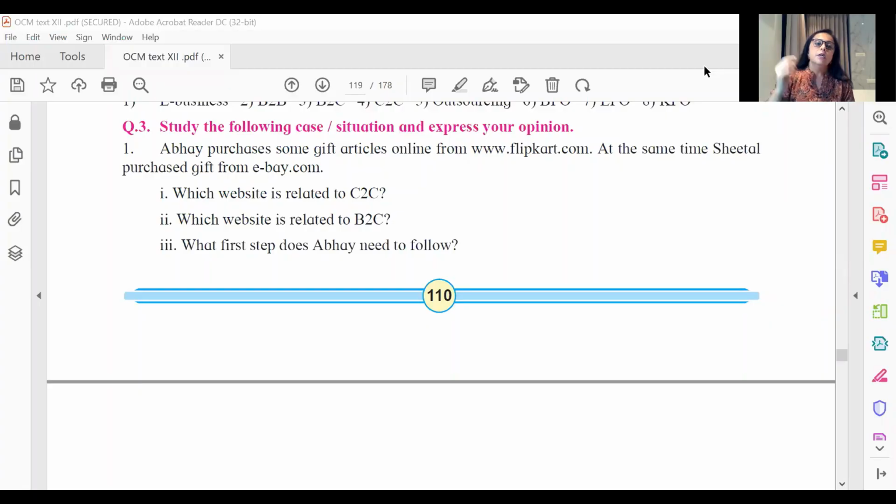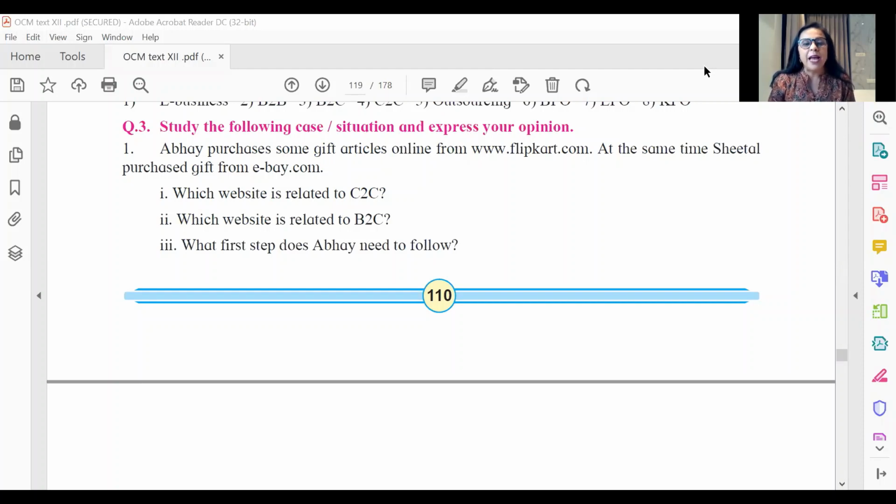We now start with the case study questions of chapter number 5. Abhay purchases some gift articles online from the website www.flipkart.com. At the same time, Ms. Sheetal purchased gifts from ebay.com.